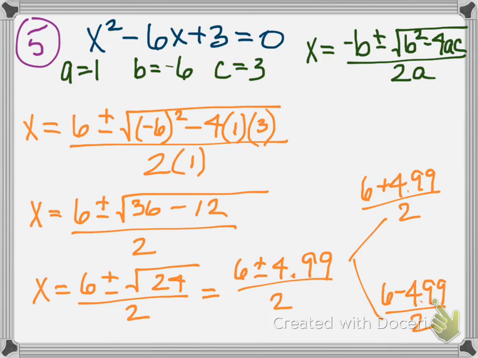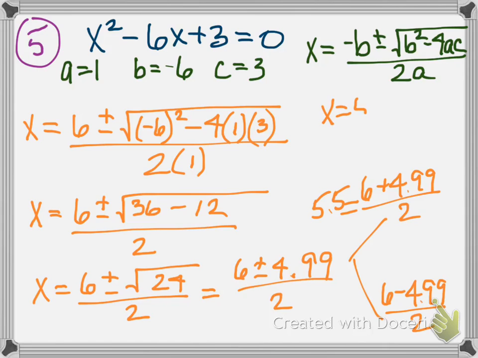So 6 plus 4.99 is 10.99. Divide that by 2, I get 5.49, or 5.5. So x could equal 5.5.